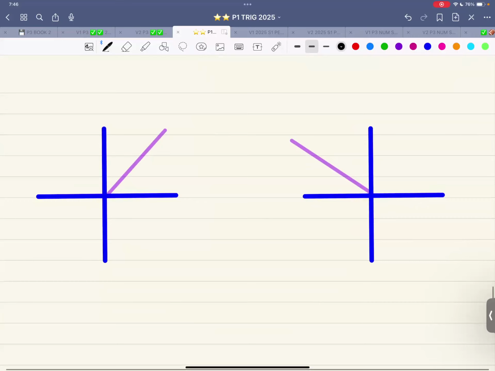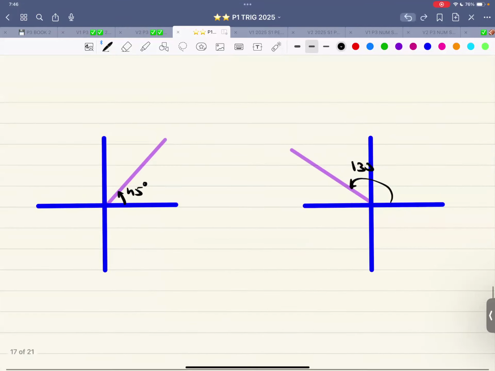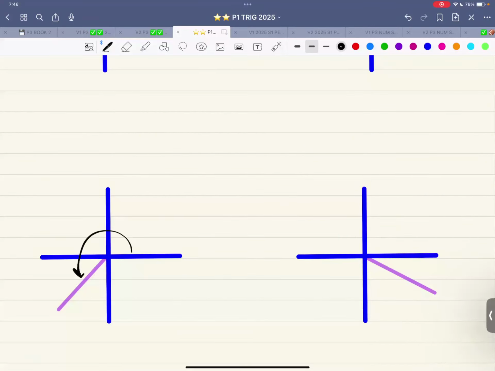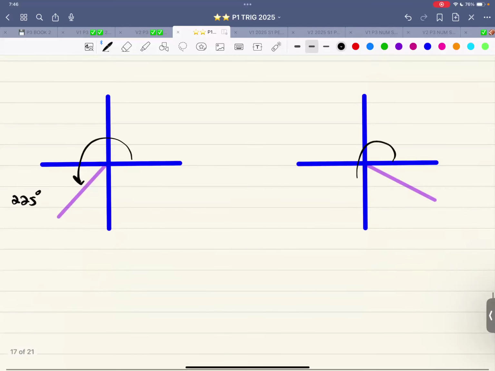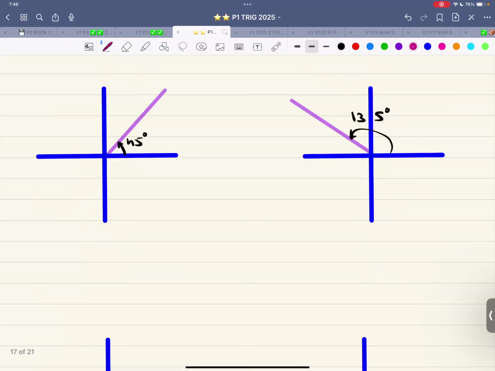Let me look at this angle. 45, 180 minus 45, 135. Let me write it properly. This is 180 plus 45, that is 225. This is 360 minus 45, that is 315. Again, focus on the basic angle. In the first quadrant, basic angle and theta is the same. Over here, this is 45.